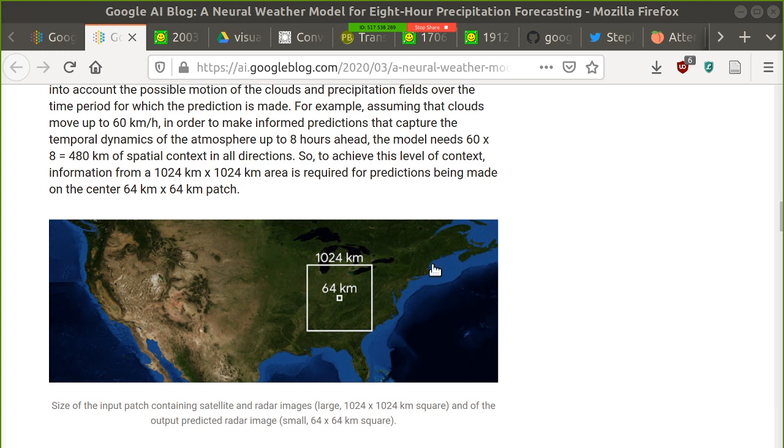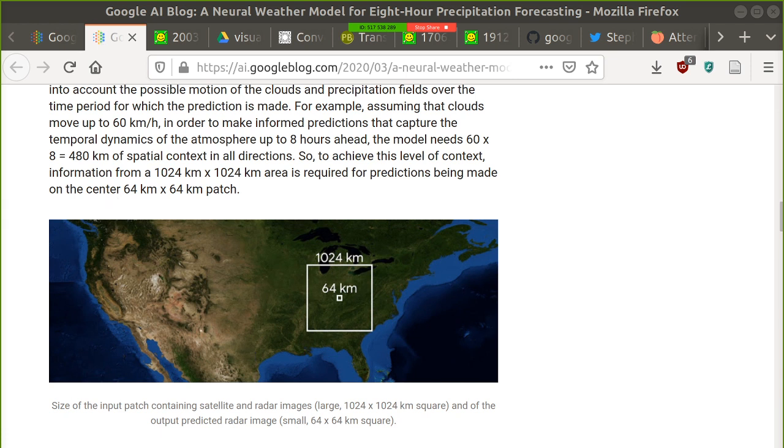But how do you know how much context? How big should this outer square be? So in the paper, they make this pretty simple argument. They say, well, if information, say a cloud or a wind, can move at about 1 kilometer per minute, that is to say 60 kilometers an hour or 26 meters per second, then if we want to compute 8 hours in the future, we need something like 480 kilometers on either side of the place we're predicting. So if they want to predict in a 64 by 64 kilometer square, they need to extend this to 1,024 kilometers total for the inputs.